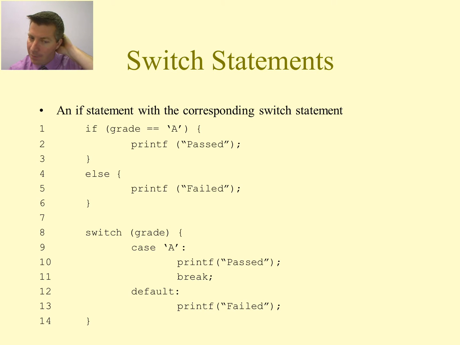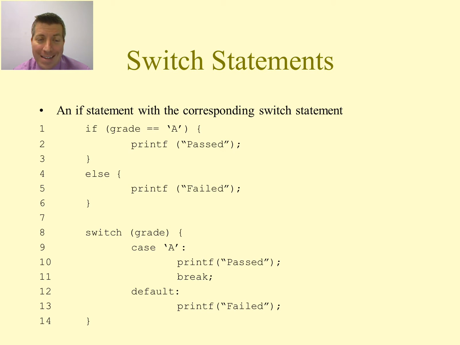Okay, so let's take a look here at some code. Up at the top, I have just a simple if-else statement. You see on line 1, I say if the grade is equal to the character capital A. So grade is a variable. In this case, most likely it is going to be a char, a character variable. And we're going to check to see if it is equal to the character capital A. If it is, we execute the body of that if statement.